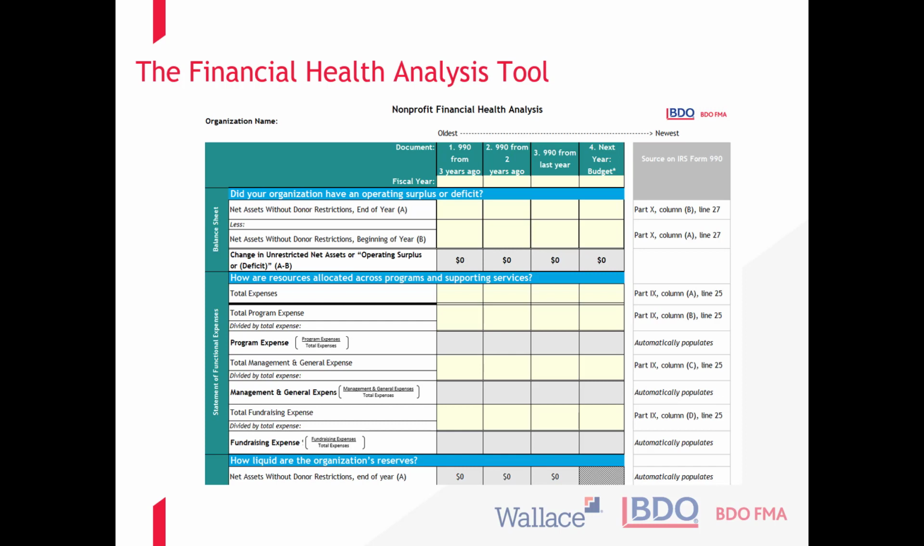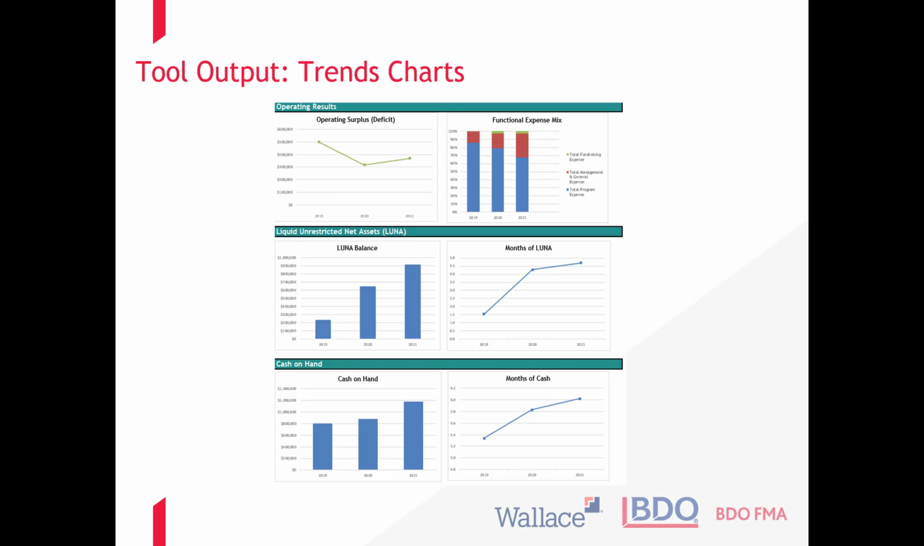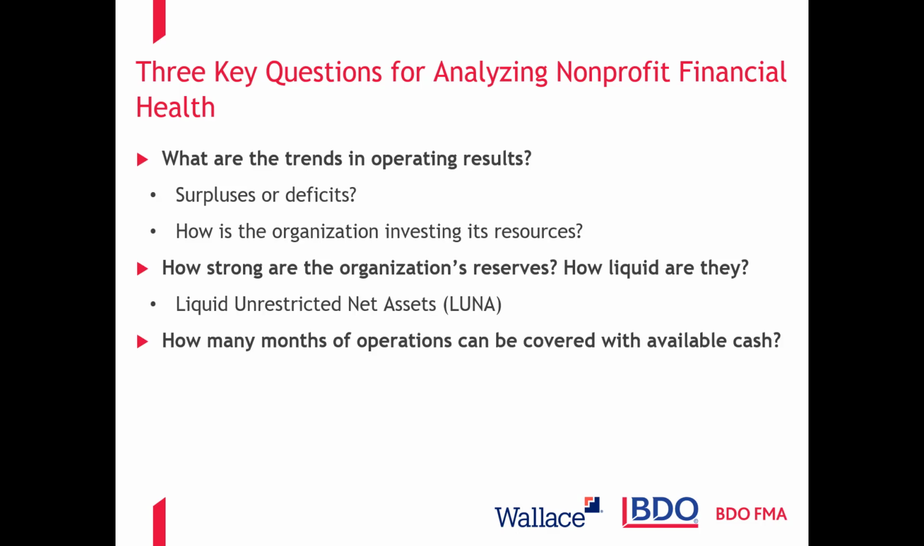This is an Excel-based tool that has a section for inputting financial data, which you see here now on the screen, and also a Summary and Outputs tab that shows a series of metrics in tables, charts, and graphs. These are snapshots of what the Summary tab looks like and what the output tabs look like. The tool attempts to answer 3 key questions related to nonprofit financial health.